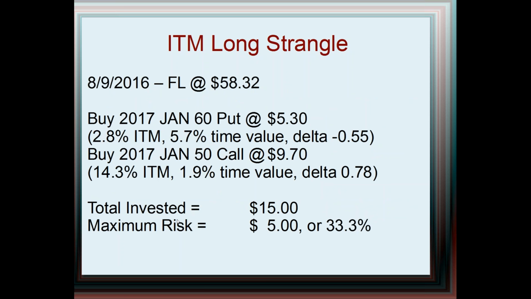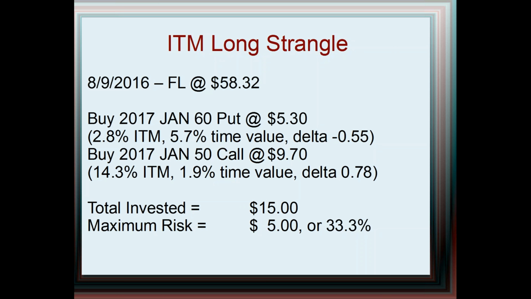On Tuesday, we would have entered the January 60 put for the RadioActive Trade. So let's stay with that one. We could have bought the 2017 January 60 put for $530, as we saw. It's 2.8% in the money, not that deep, 5.7% time premium. That's the risk I had on the RadioActive Trade, and it has a delta of about 0.55. Now I'm going to go deeper in the money with the call, because this argument that comes up is, well, you need a deeper in-the-money call to have a better delta so it moves one-to-one with the stock.